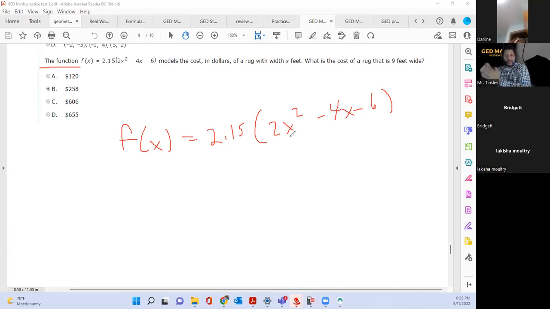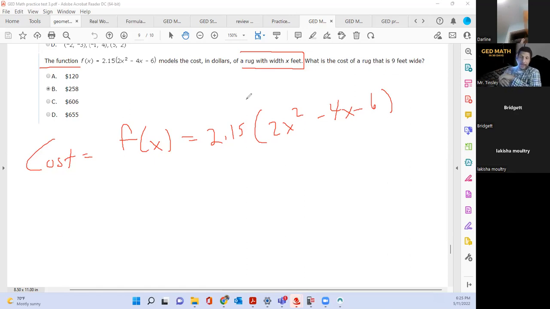Remember, there are only two things on the GED they're going to ask you to do with a function. Is it a function or not, is it a valid function? Or evaluate the function at some point. So this models the cost. This function is how you determine the cost in dollars of a rug with x feet. You could have rugs with different widths, 5 feet, 9 feet, 3 feet, but this is how they find the cost of that rug depending on the width.